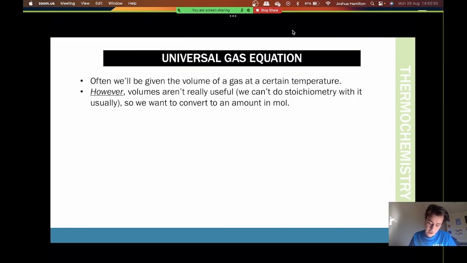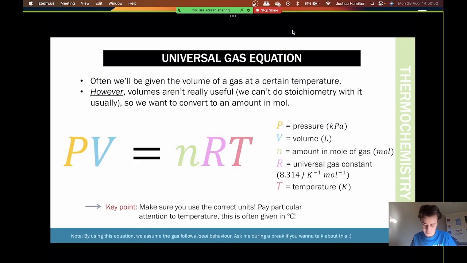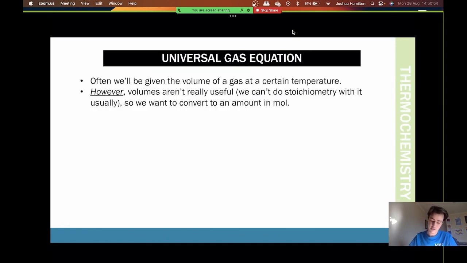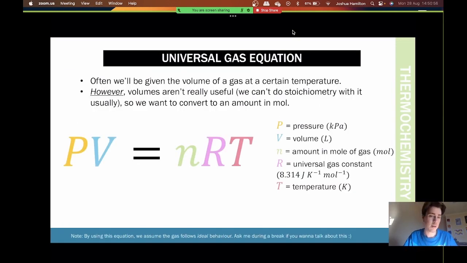So there was that. And then we move into a little bit more of your application side of things. So we have the universal gas equation. I'm not going to go through this in super detail. All I really want you to know from this is please look at your units. You've got kilopascals, you've got liters, you've got moles, and this one here is interesting. I don't really stress about the units here. I'm more stressed about knowing the value, 8.314. It is in your data booklet, but please remember it.